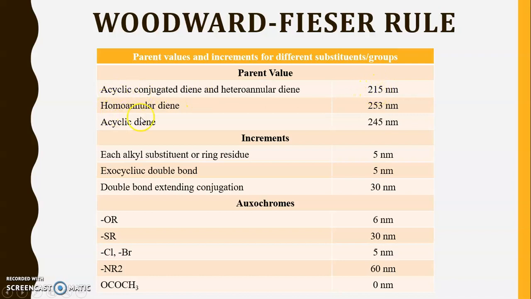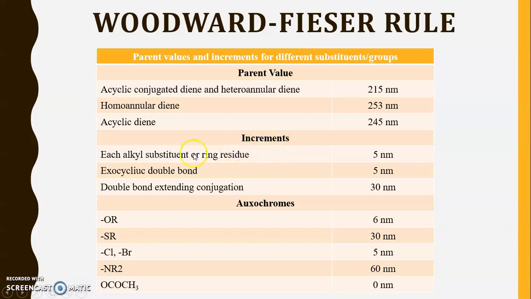If homoannular diene is there, then that parent value is known as 253 nanometer. Then if acyclic diene is there, remember it is not conjugated, the value to be considered is 245 nanometer. Now in addition to this basic value, we have to add certain increments.